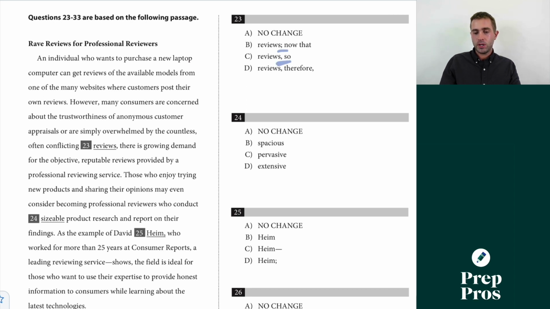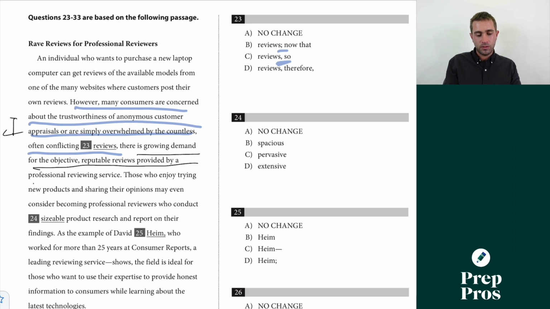We see our FANBOYS, we see a semicolon here. So however many customers are concerned about the trustworthiness of anonymous customer appraisals or simply overwhelmed by the countless, often conflicting reviews. This is an independent clause. There is growing demand for the objective, reputable reviews provided by a professional reviewing service. Independent clause. So D, A don't properly join our independent clauses. Either B or C work. But here we're saying because of this first thing, the second thing is happening. So we have to use the word so. Now that doesn't make any sense because we'd have to be seeing some sort of time transition.